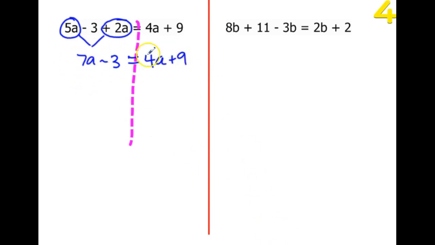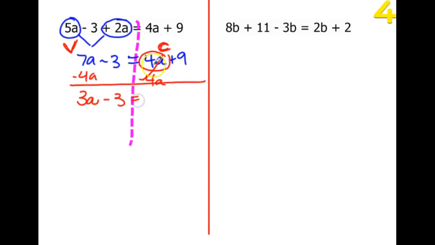We need all the letters on the same side. There's more variables over here, so I'm going to put my variable here and my constant, just the number on the right. So we need to move this over to the other side, so I'm going to subtract 4a. 7 minus 4 is 3a, minus 3 equals 9.